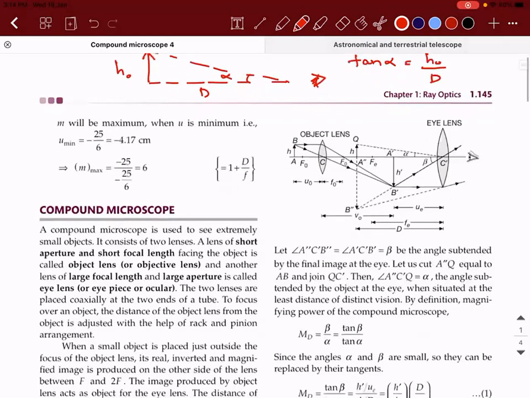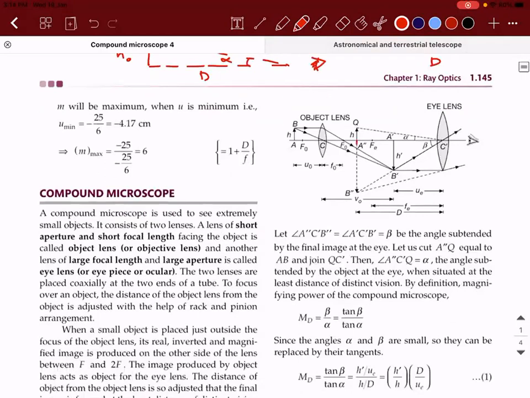Now the final image is formed here. Concentrate. The final image is formed here. With respect to the final image, if I take a ray like this and a ray like this, then this will become beta.